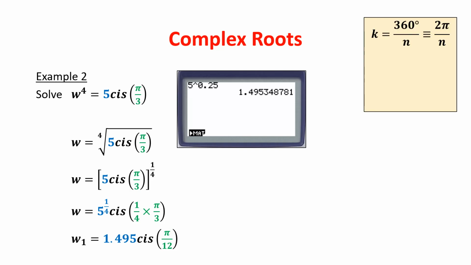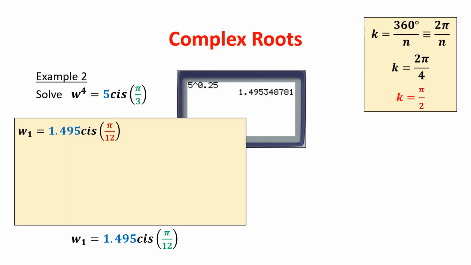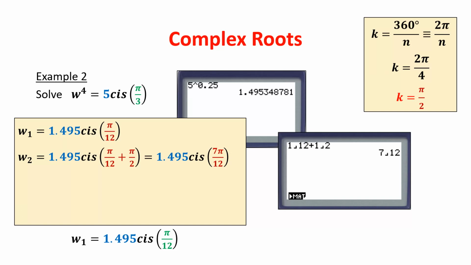Now let's use the k trick again. This time we're in radians, so it's going to be 2 pi over n. n is going to be 4 because there's 4 solutions, and that simplifies down to pi over 2. Now, we know the first solution. So to find the second solution, all we do is take the argument of pi over 12 and add on a k, which is pi over 2.